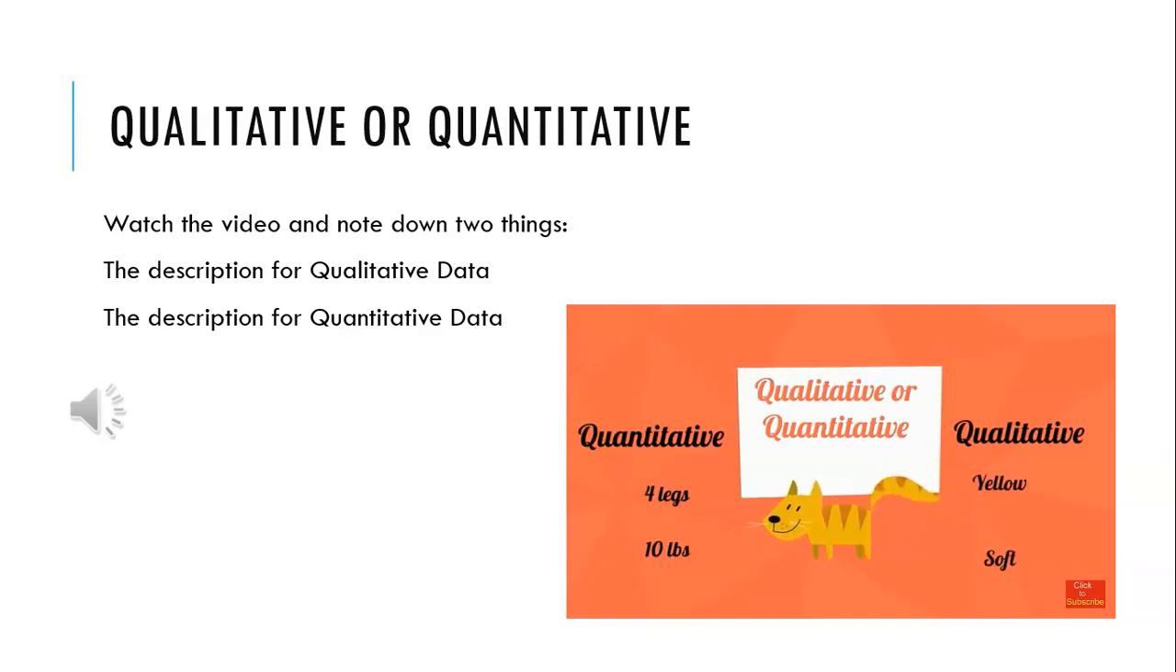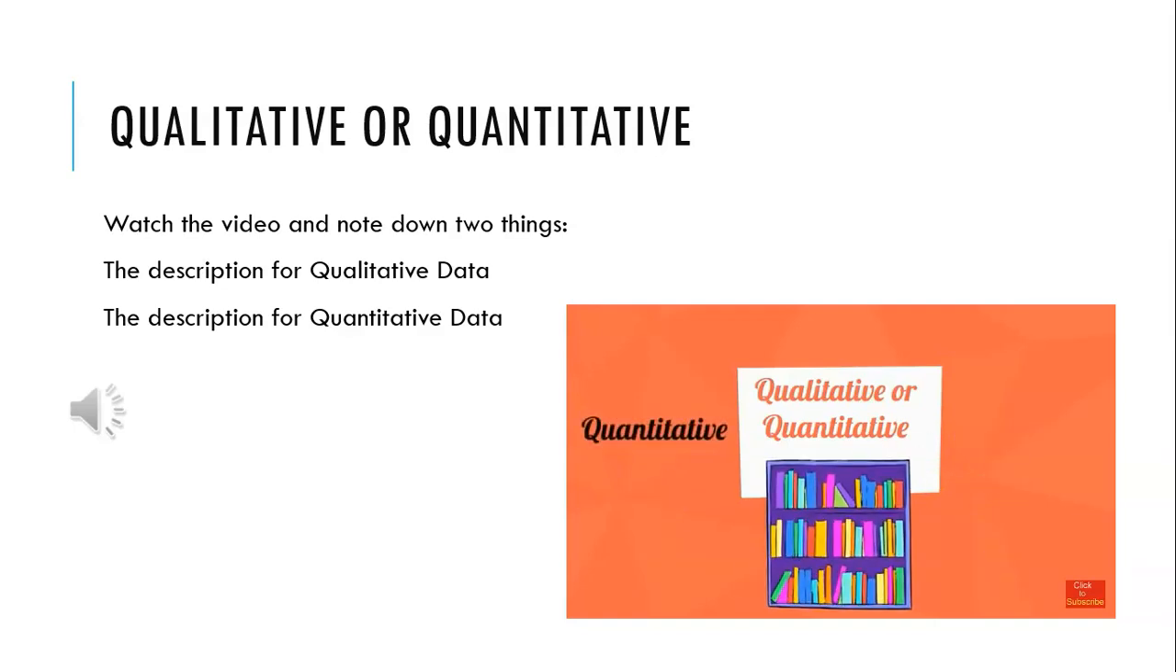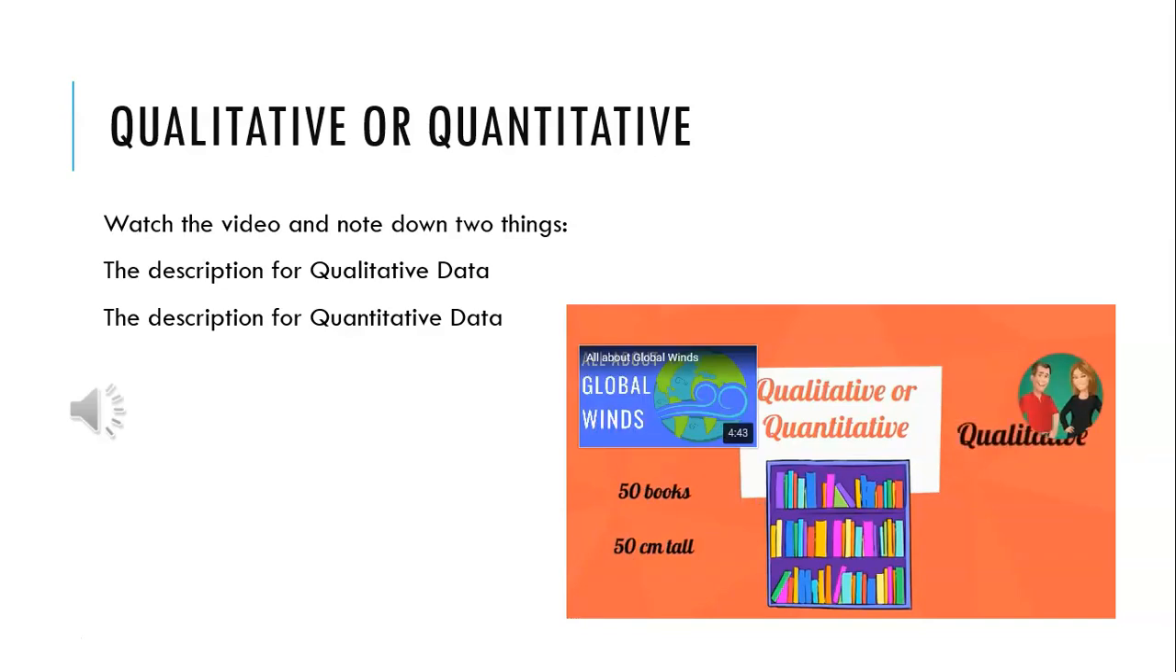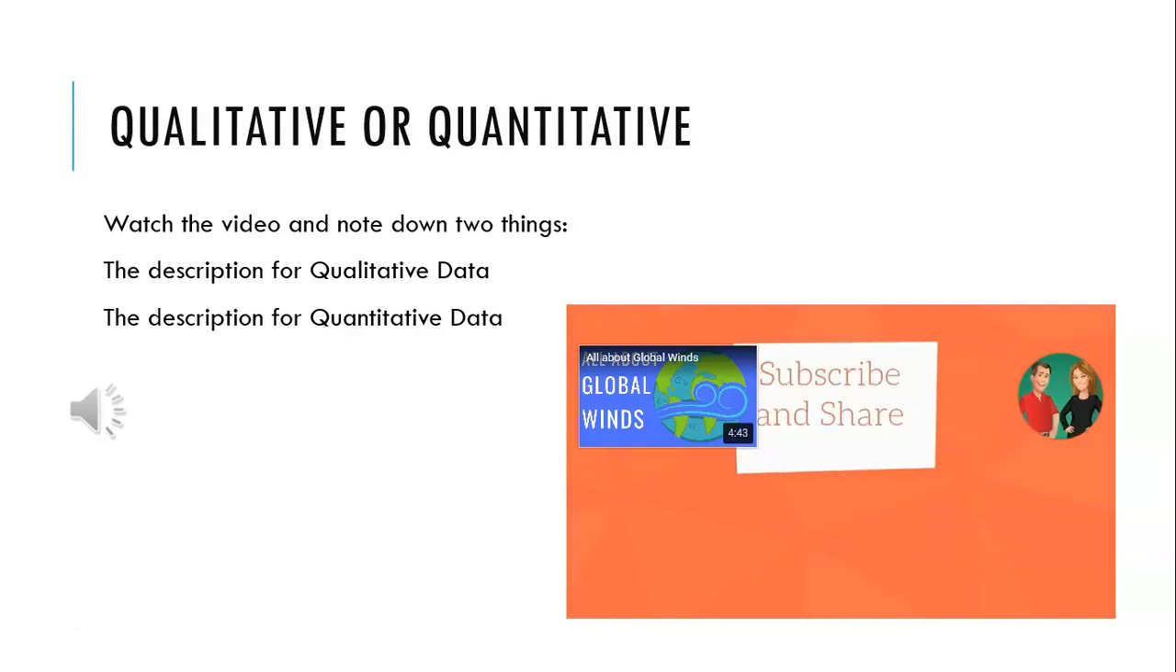Let's look at a bookshelf. The quantitative data would be you have 50 books on the bookshelf and is 50 centimeters tall. The qualitative data would be that it is multicolor and has a smooth surface. Hope this video helps on quantitative and qualitative data. Moo Moo Math uploads a new math video every day.